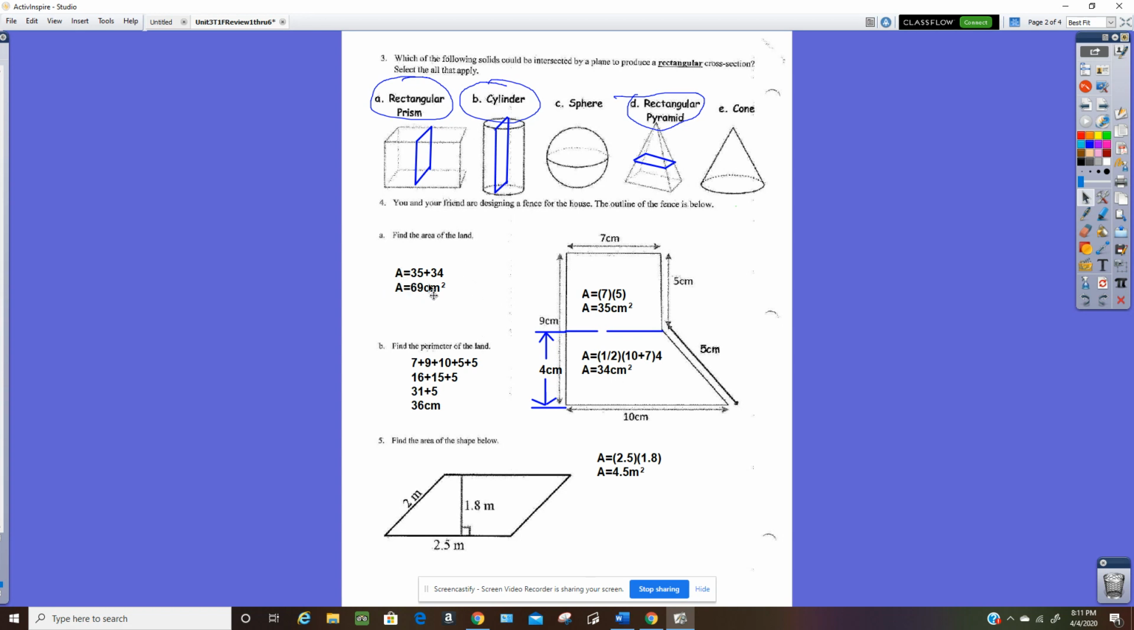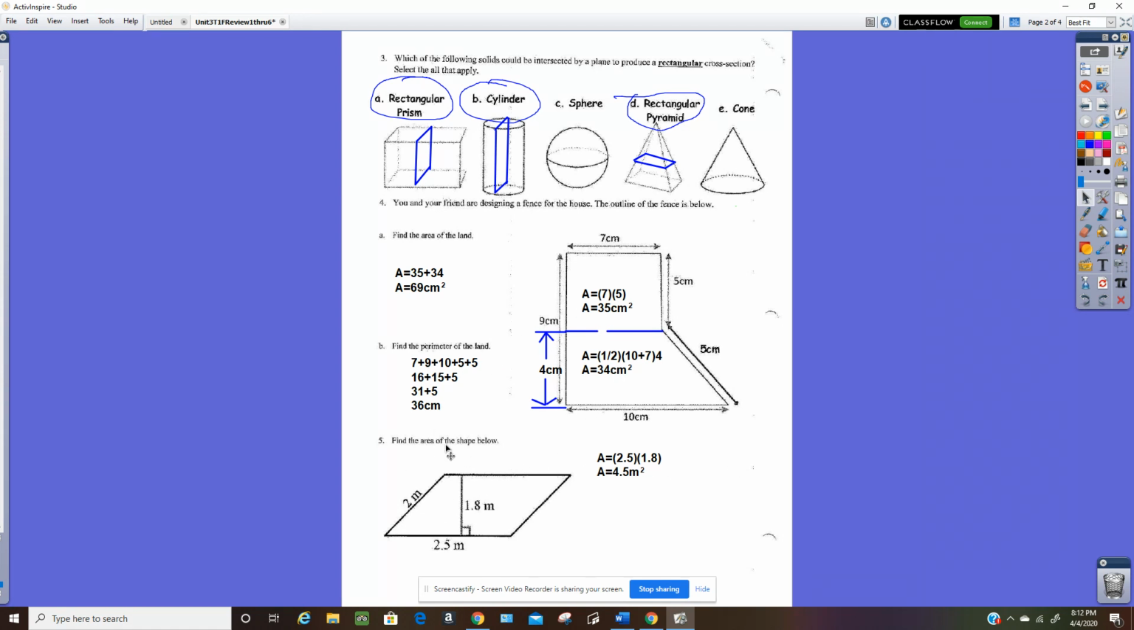To find the area of the land that's fenced in, you find the area of this rectangle, 35. And then 1/2 times base 1, which is 10, plus base 2, which is 7, times the height 4. That's 34. Add those together, you get 69 square centimeters. And then I'll find the perimeter of the fence here, just adding 7 plus 9 plus 10 plus 5 plus 5, and you get 36 centimeters.